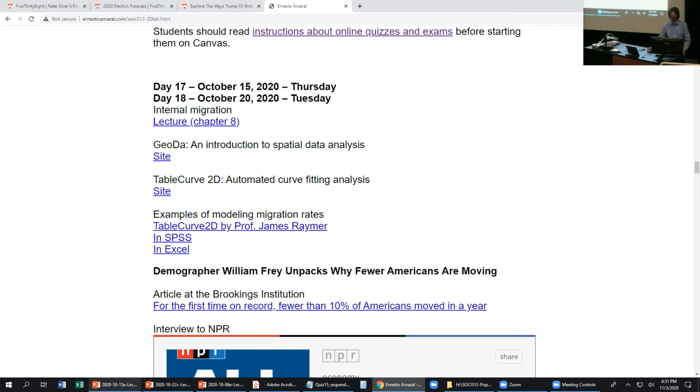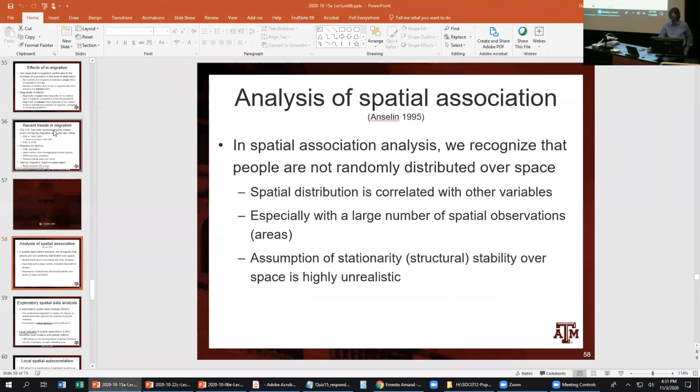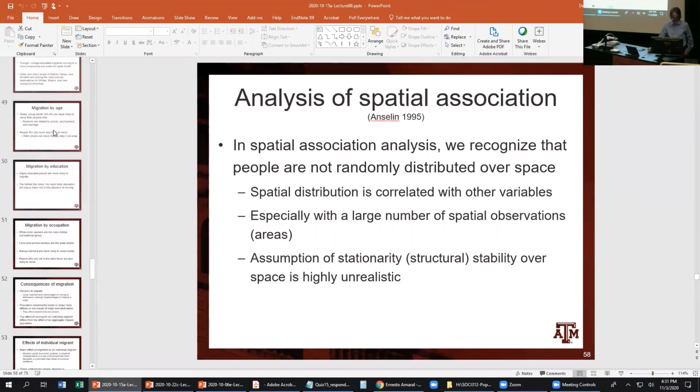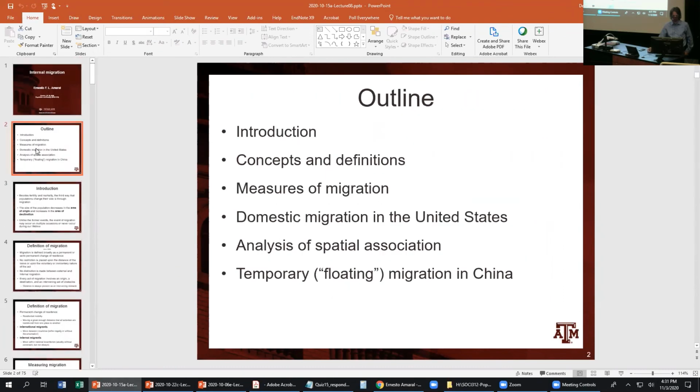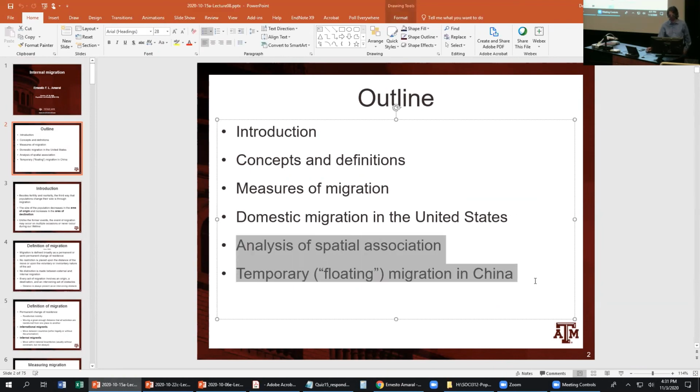So for our next exam, this coming Thursday, it will cover up to this topic of domestic migration in the US. So it will not cover these two parts here. And on Tuesday next week, I will finish this and then go to the race and ethnicity chapter. This part here is just extra, will not be covered in the classroom.